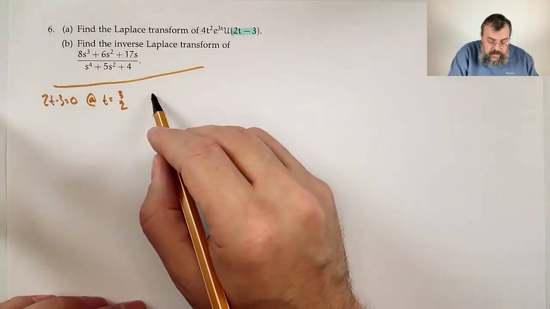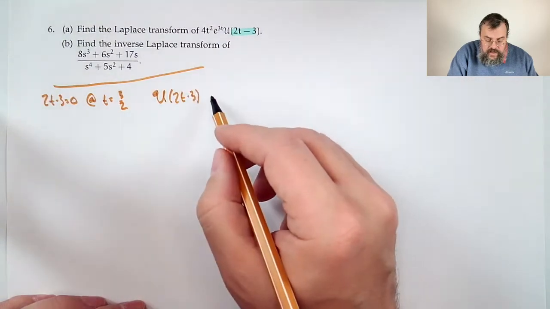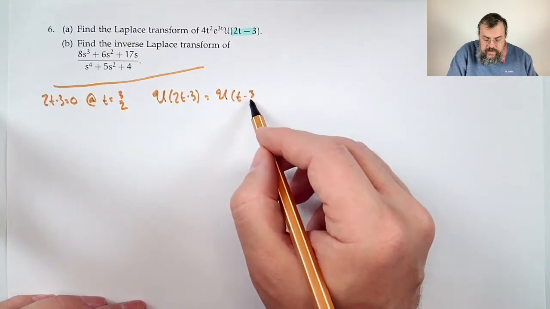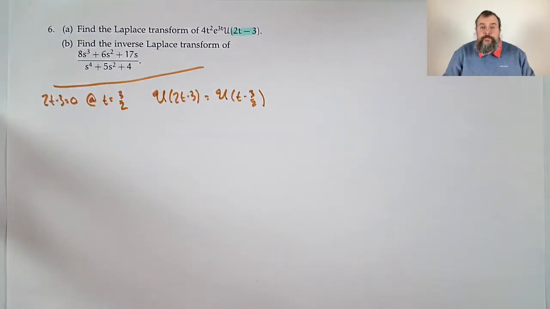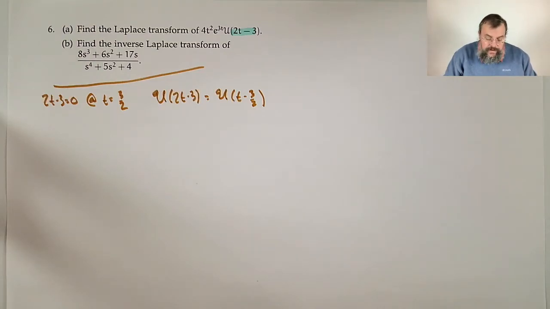So what that means is that the unit step function of 2t minus 3 is the same as the unit step function of t minus 3/2. Because they both are 0 at the same time, they're negative at the same time, they're positive at the same time. So, all right, great, good. That makes our life a lot easier.